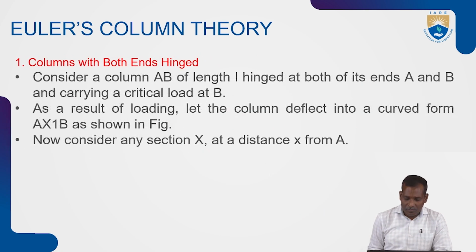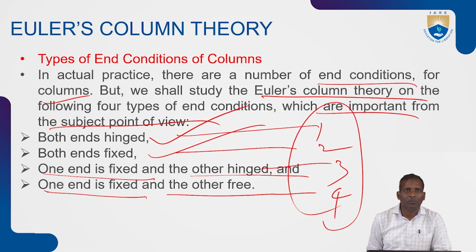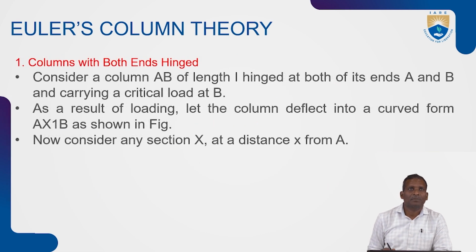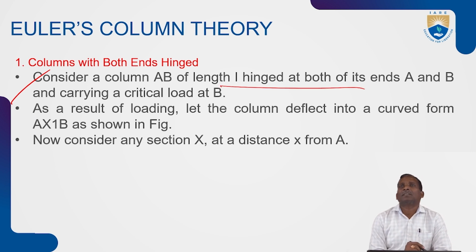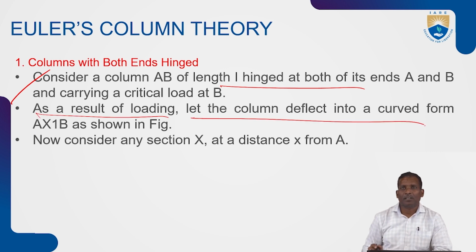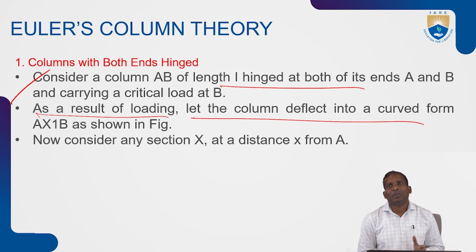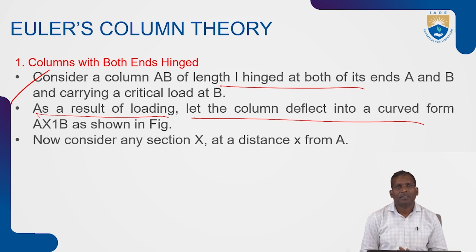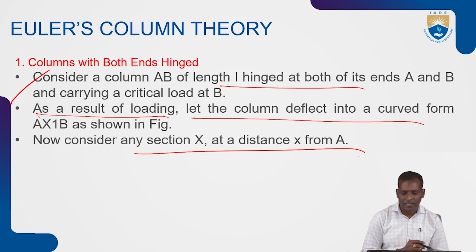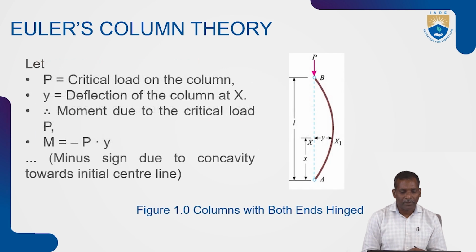Now we will consider the first one, both ends hinged. Consider a column AB of length L hinged at both of its ends, A and B, and carrying a critical load at B. As a result of loading, let the column deflect into a curved form AX1B, which I will show you in the diagram. Now consider any section at, say, X at a distance X from A.